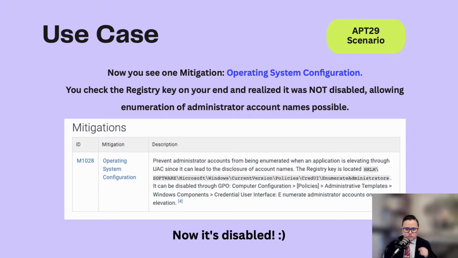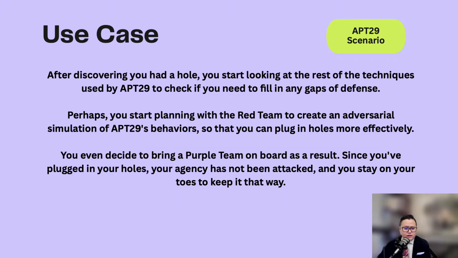And you can continue this process of figuring out what needs to be mitigated, or checking to see if you have those bases covered by looking at the tactics and techniques of what particular APT groups do or use. And that is how mapping with the ATT&CK Navigator can become very useful. So like I said, after you discover you had a hole, you start looking at the rest of the techniques that are used by APT-29 and other tactics, and check if you need to fill any gaps of defense elsewhere.